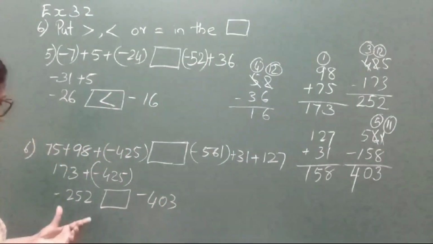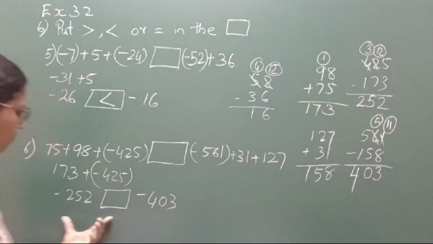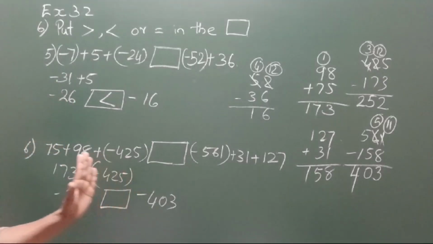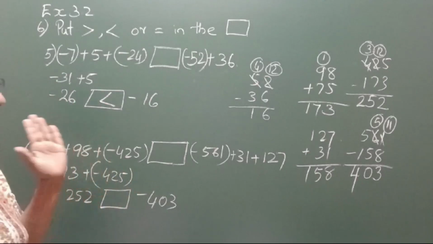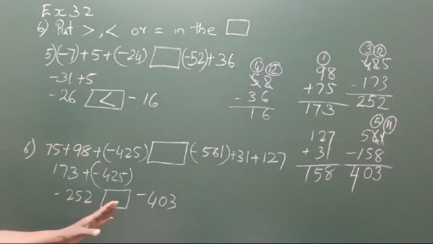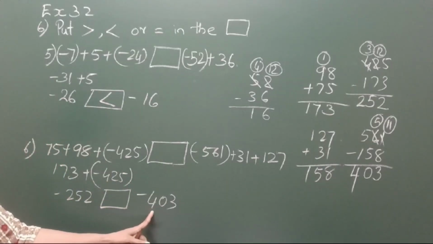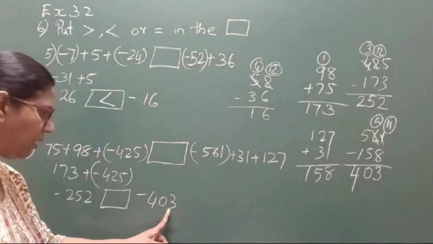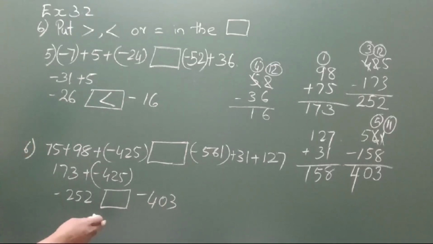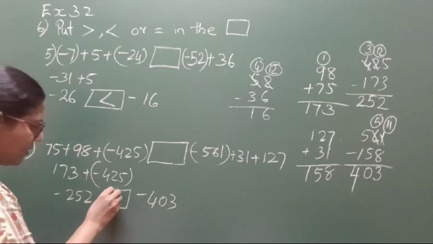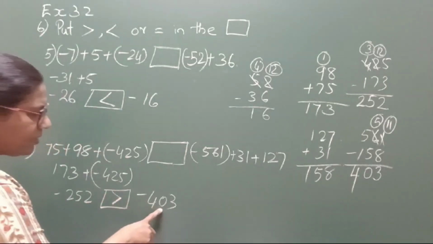Now we learned that as it goes farther from the 0, it will be a smaller number. So minus 403 is smaller than minus 252. That means minus 252 is greater than minus 403.